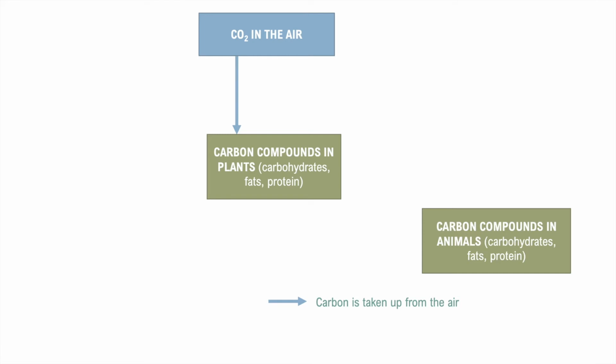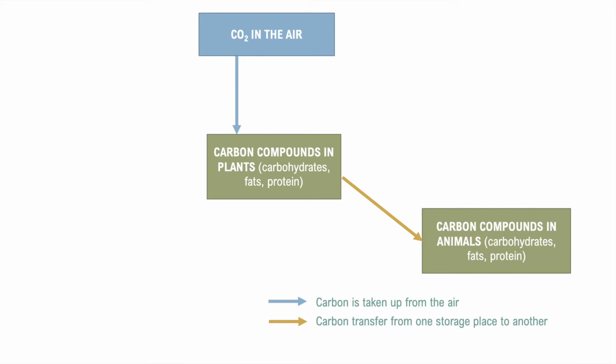Carbon dioxide can be taken up by plants when they perform photosynthesis. And when that happens, the carbon dioxide gas is fixed in a carbon molecule. And that is how carbon can be transferred from one storage place, being carbon dioxide in the air, to another storage place, being a carbon compound in a plant, so carbohydrates, fats, or protein. Now, when animals eat plants, the carbon is transferred from one storage place, being molecules in plants, to another storage place, being molecules in animals.